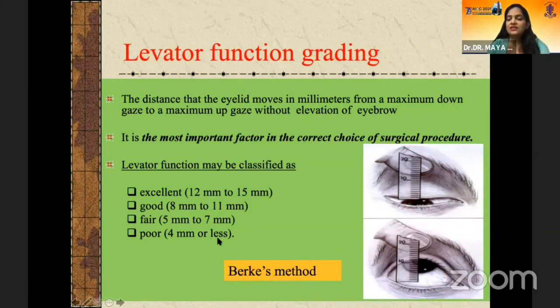Poor we say when it is less than 4 mm, fair is 5 to 7 mm, and more than 8 mm is a good LPS action. This is called Berke's method.